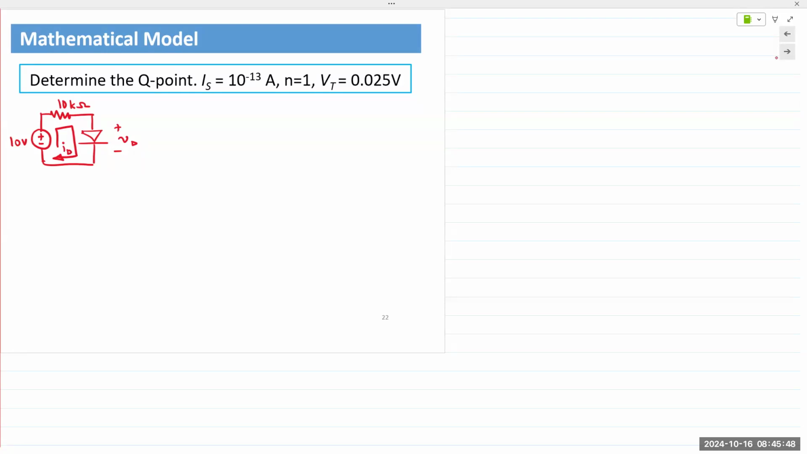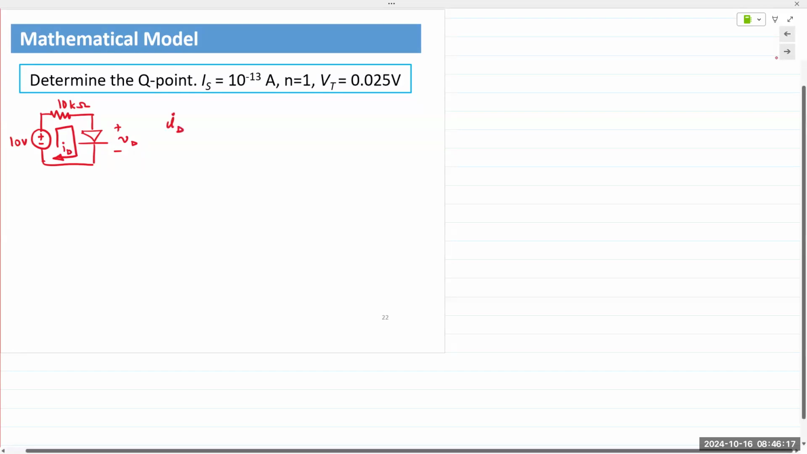Now, we found the value of the diode voltage and the diode current using load line graphical analysis. We found it using the ideal diode model and the constant voltage source model, and we see a very good alignment between load line analysis and the constant voltage drop model. Now we will see how we can solve it purely using the diode equation. The standard equation is ID equal to IS times e raised to VD over VT minus 1.